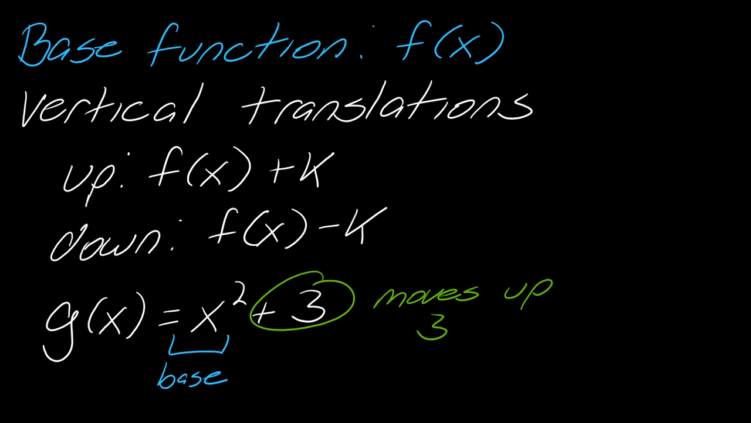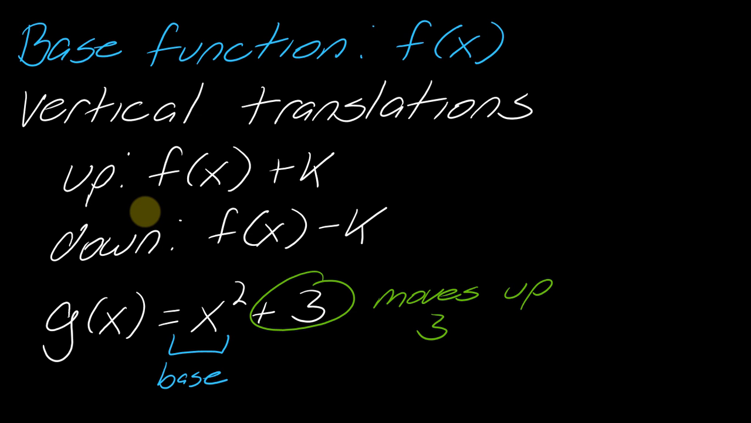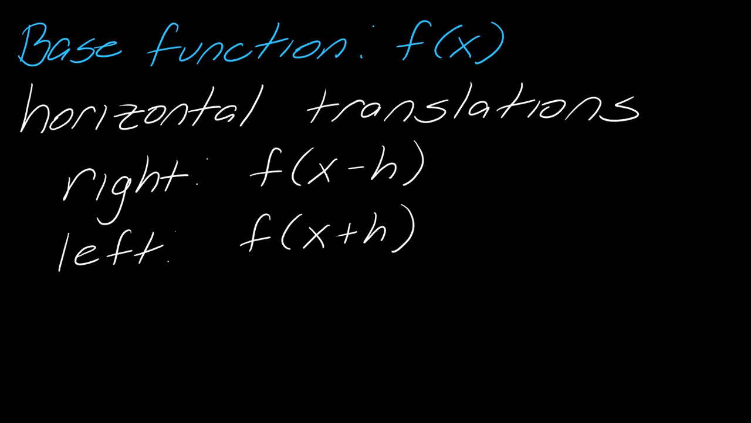So I know what the graph of x squared looks like. And we just talked about, right, that x squared bottoms out here at 0, 0. So effectively, all that's happening now is I am just moving this graph up 3 spots. So here's that same graph. It is moved up 3. Okay, so next, let's talk about horizontal translations. That's going to be moving right and left.